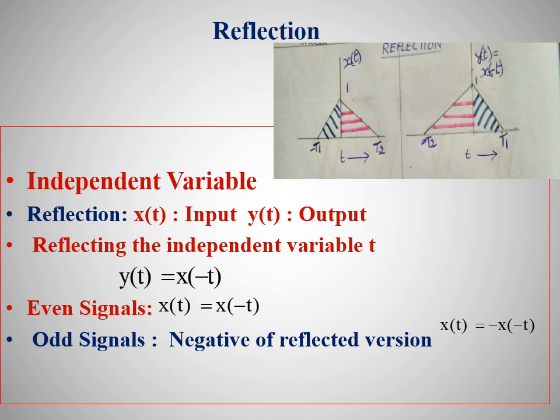However, for odd signals, we recall that the definition of the odd signals is x of t is going to be equal to minus of x of minus t. Hence, this results in negative of the reflected version. It is also true for discrete signals.